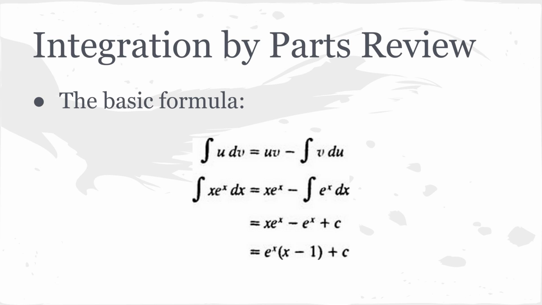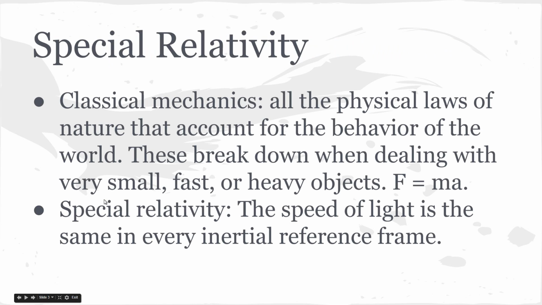So the first thing to cover is a basic integration by parts review, and if you've taken a calc class you can ignore this, but if you haven't, the formula is simply the integral of u dv is equal to u times v minus the integral of v du, which is derived from the product rule, but I won't go into that in this video.